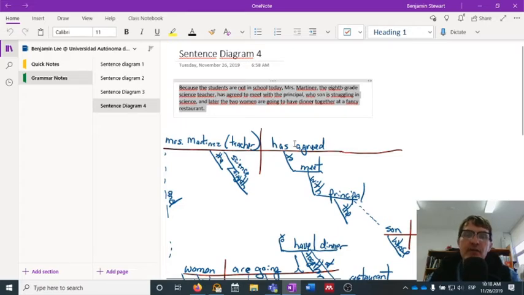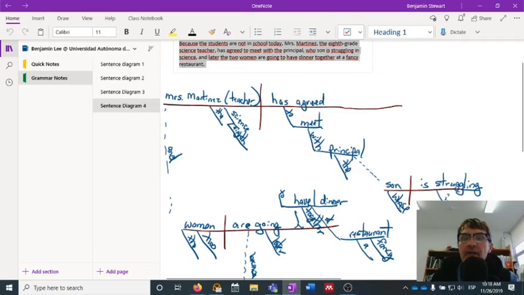We have the verb phrase has agreed, which is our present perfect verb tense, followed by to meet, which is our to infinitive functioning as an adverb, answering the question, why did she agree? Right? So this answers the question why. We have the prepositional phrase with the principal to answer the question with whom did they meet? So this is going to go under the object of the preposition meet.